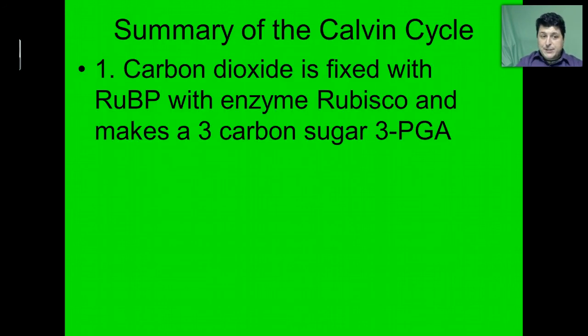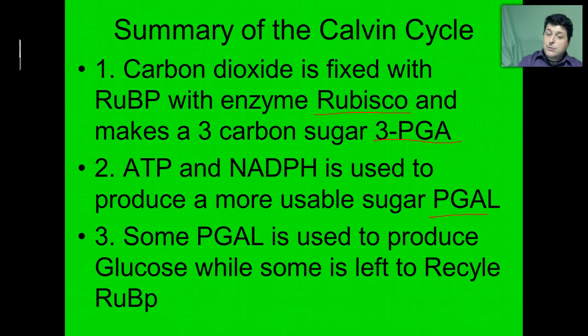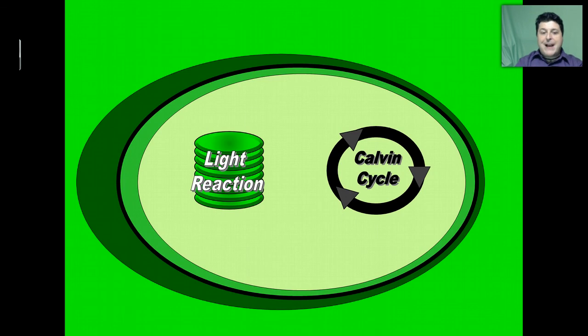If we wanted to summarize this process for our notes, the first thing we need to do is fix the carbon dioxide with RuBP using the enzyme Rubisco and make that real simple, not very useful sugar, 3-PGA. Using the energy stored from the light reaction, we're able to convert that PGA into a more useful sugar, PGAL, which can then be used to make glucose and recycle RuBP to keep the cycle going. For our final summary, this is a really good diagram. It's at the bottom of your notes. You'll be able to follow along, and this will be really helpful on your test.